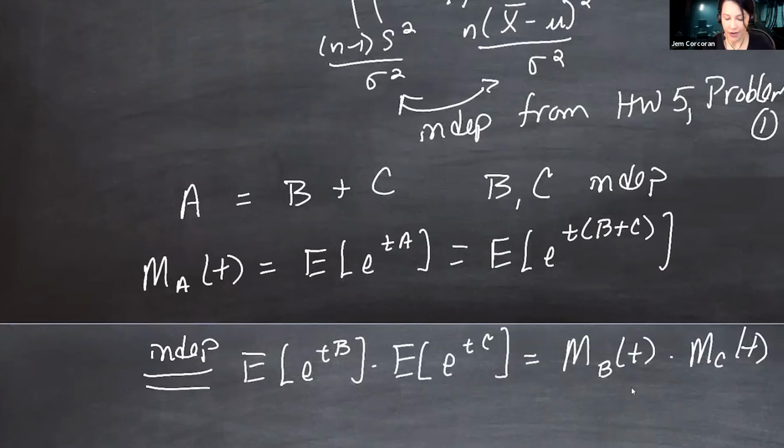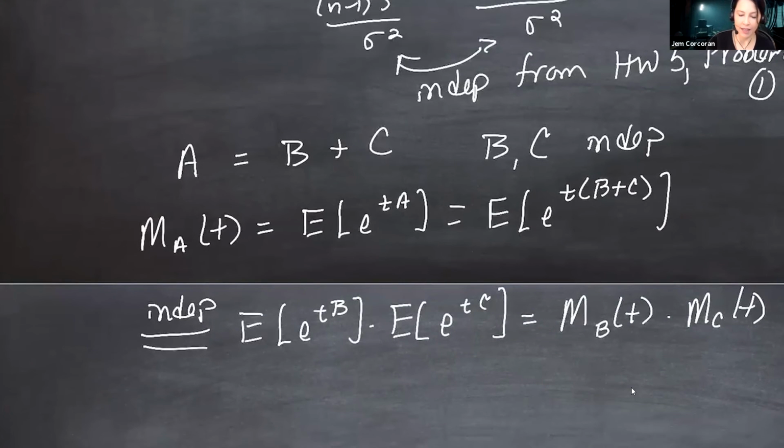So I've got the moment generating function of A written as a product of the other moment generating functions. I know the moment generating function of A because it's a chi-squared. I know the moment generating function of C because it's a chi-squared. We're going to find this one and then identify the distribution.